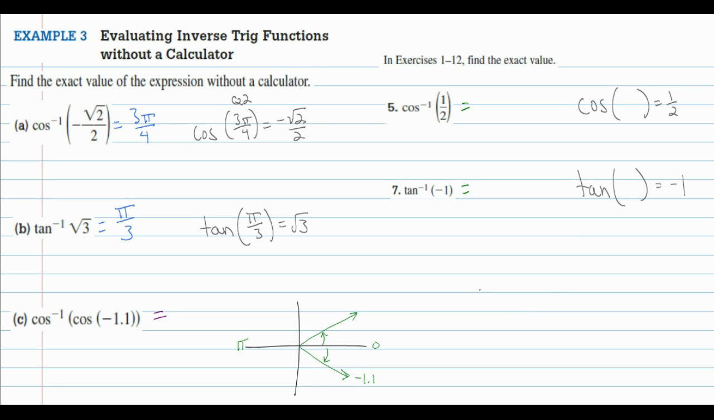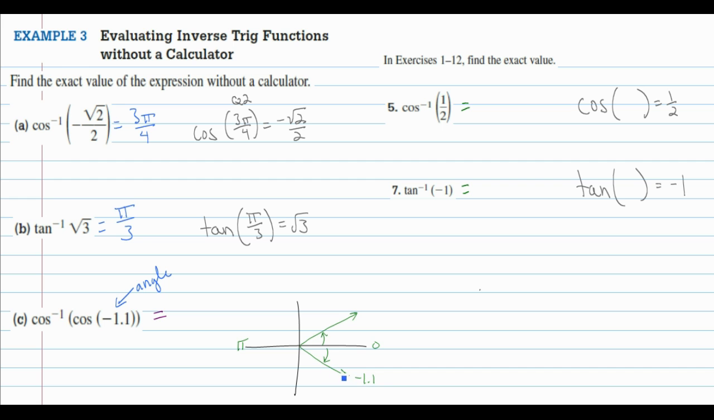Part C is a little bit more complicated than the other ones because this is asking you first, again starting on the inside and working your way out, to take the cosine of negative 1.1. Well, I know that negative 1.1 is an angle, because we take the cosine of angles. We take the inverse cosine to find angles, to output angles. So I'm taking the cosine of an angle, negative 1.1.